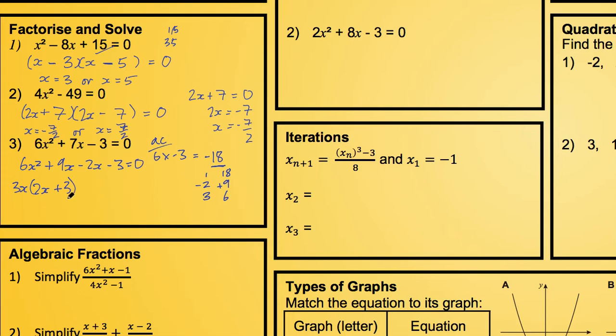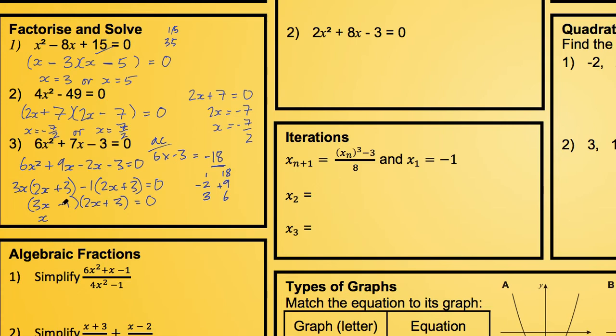Three for the 9x there. And then, just factorising that so that I get the same bracket, I've got minus 1 times 2x plus 3 there. Leaving me with first bracket 3x minus 1, second bracket 2x plus 3 equals 0. Same technique as before.